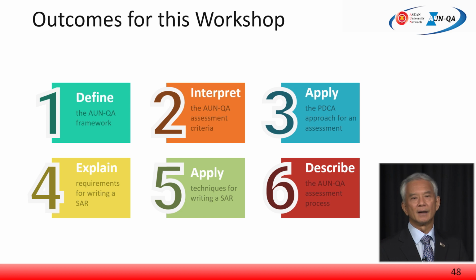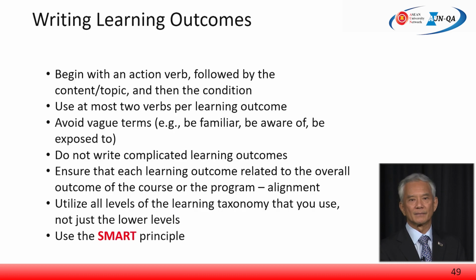assessment criteria are. The third learning outcome is that you are able to apply the PDCA approach in doing an AUN-QA assessment. You would also need to be able to explain the requirements of writing a self-assessment report. And finally, you should be able to describe the entire AUN-QA assessment process.